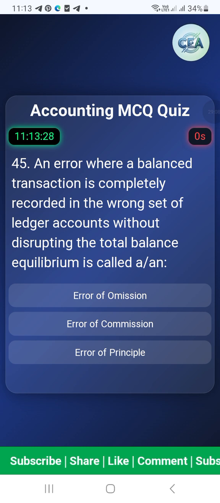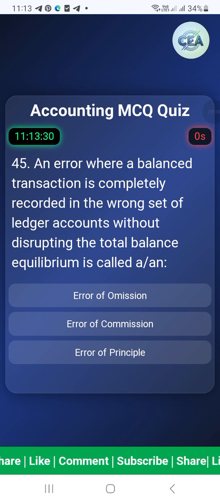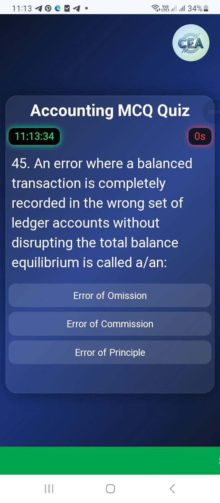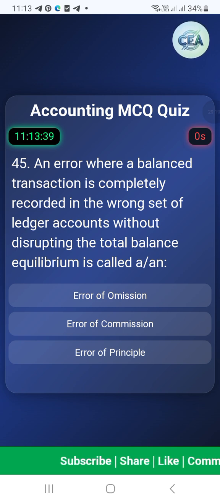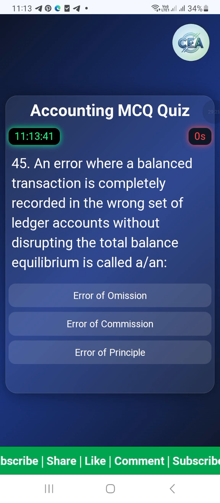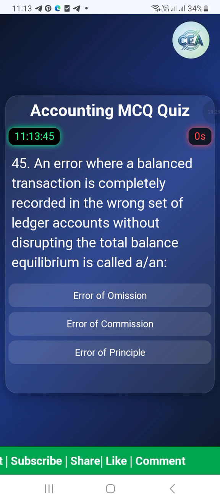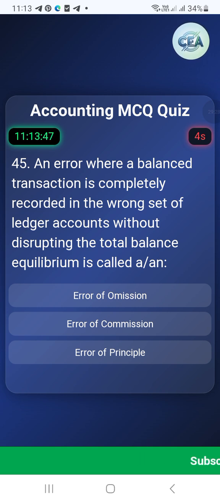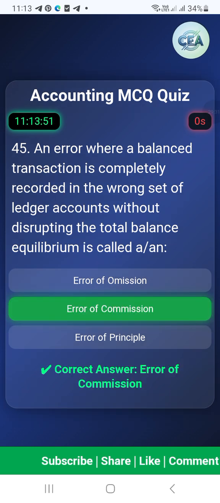45. An error where a balanced transaction is completely recorded in the wrong set of ledger accounts without disrupting the total balance equilibrium is called an Option 1. Error of omission. Option 2. Error of commission. Option 3. Error of principal. Correct answer is error of commission.